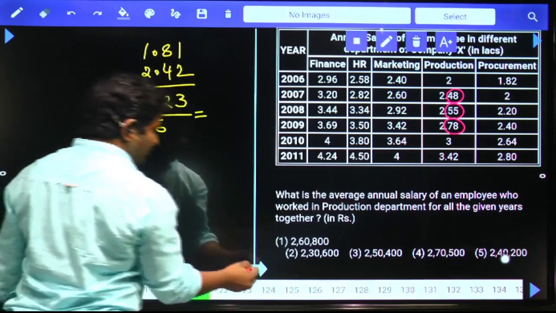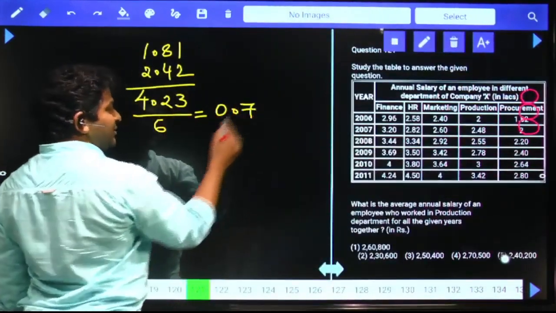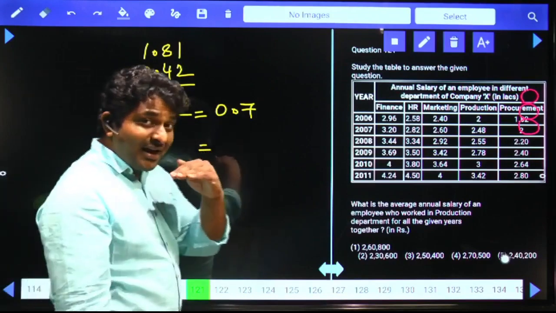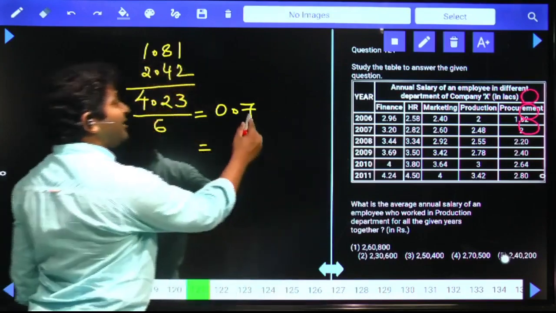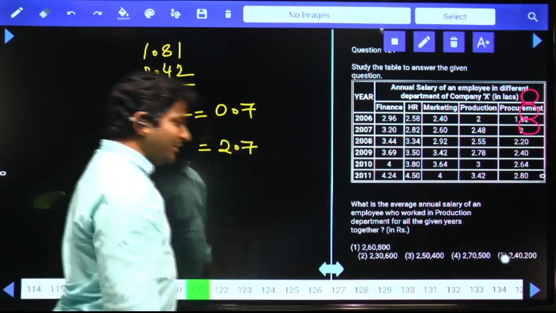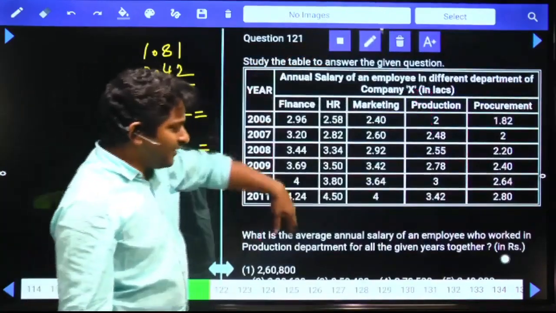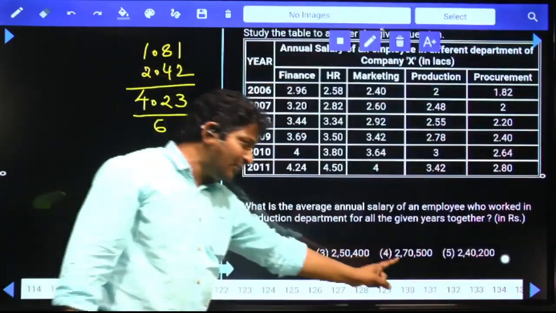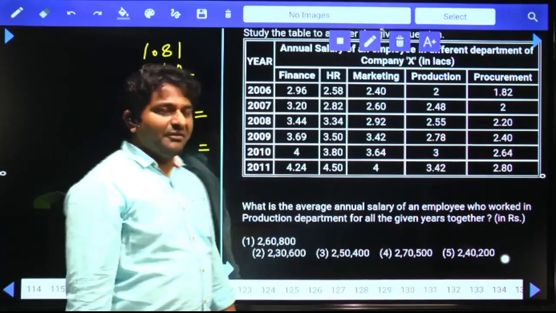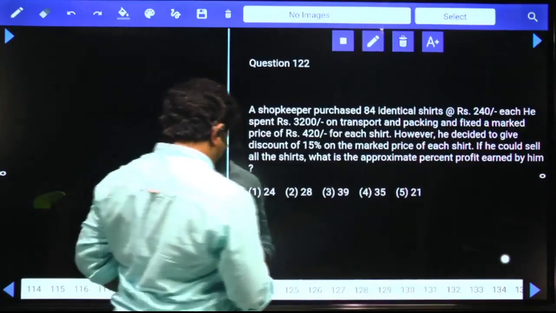That is equal to 0.7 approximately. So you know that already we have kept 2 lakh separate and then we have 0.7. Answer should start with 2.7 lakh, meaning 2,70,000 something. How many options are starting with 2,70,000 something? There is only one: 2,70,500. Fourth option, our final answer. Yes, we are done with quantity questions.